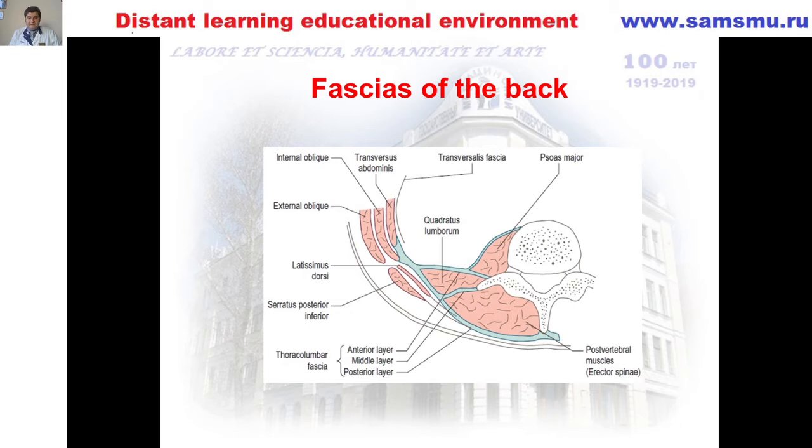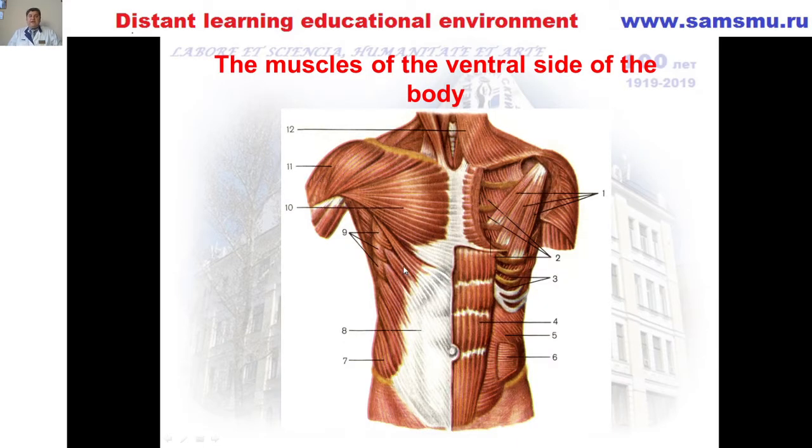And also you can see this thoracolumbar fascia on this picture. And also you may see the originating part of the latissimus dorsi muscle. So next we'll talk about ventral muscles.